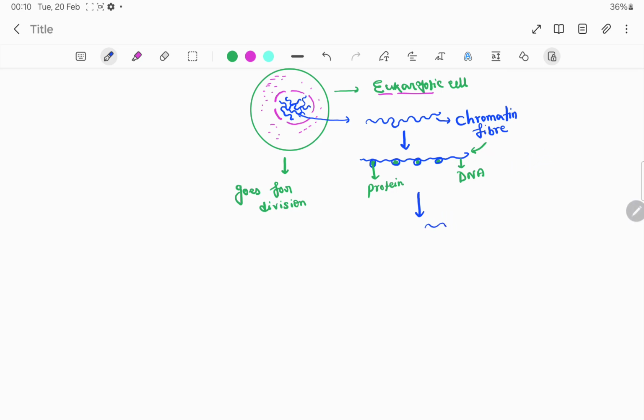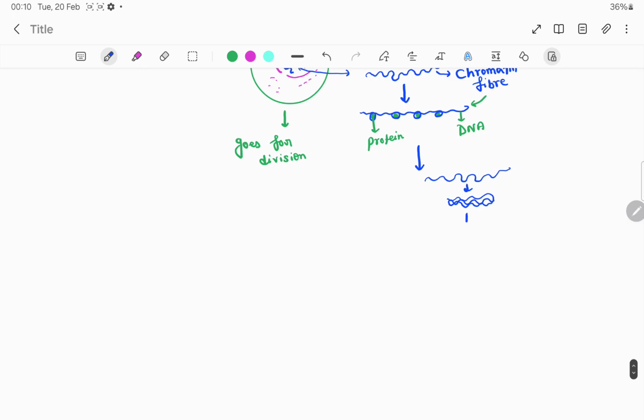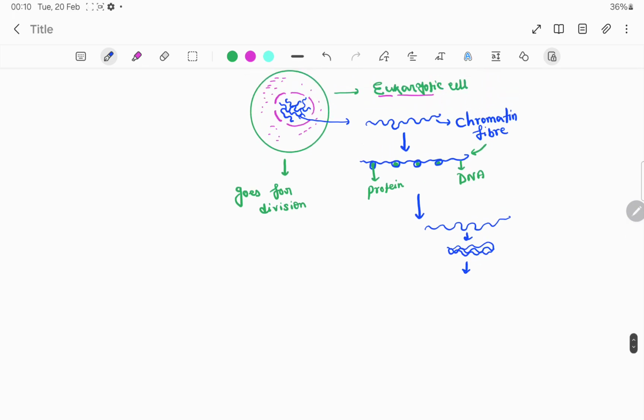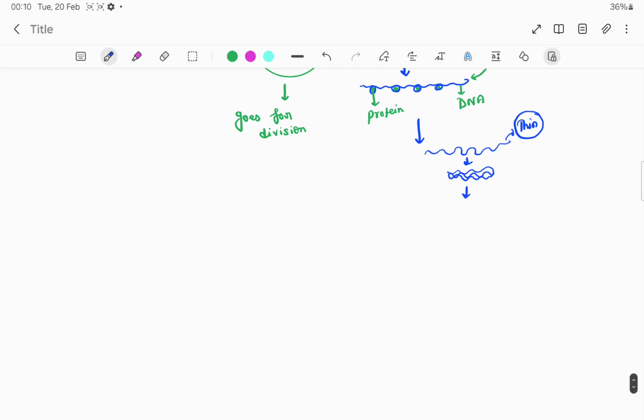Suppose this is the thread. Now what will happen? It will be condensed by folding. There will be folding of this thread like this. Now when it gets folded, it will be thick. Previously this chromatin fiber was thin. But when there is condensation, that means folding, it will become thick, and gradually it will become the thickest structure.